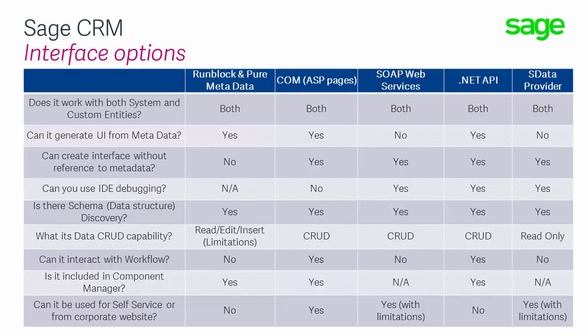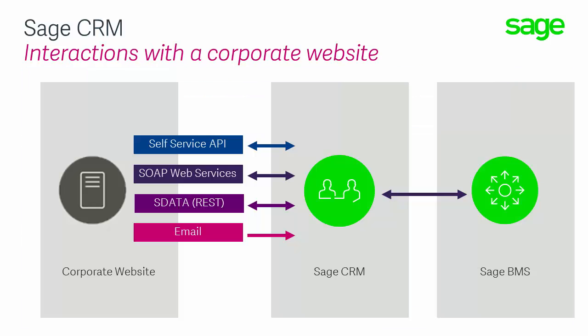Self-service is a topic that is based on the COM API, and so that's an extension of the COM API, and so there you can see if you are considering using self-service, then you would use the COM API. Though I have to say that within self-service sites, because S-Data and SOAP-based web services are focused on the data interactions, they can be used within a corporate website for some self-service-like behavior.